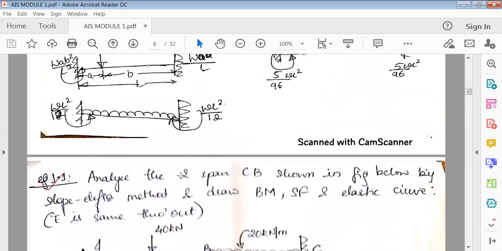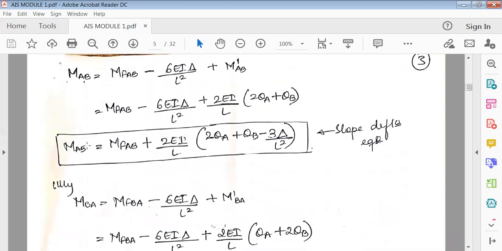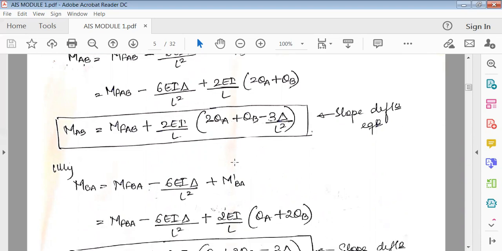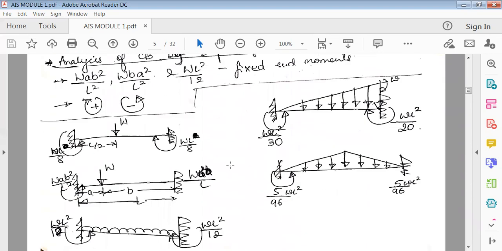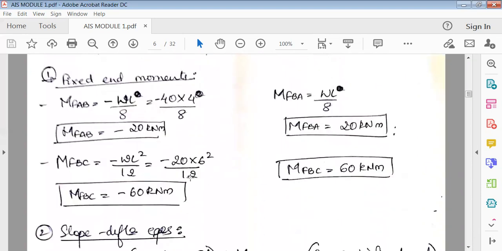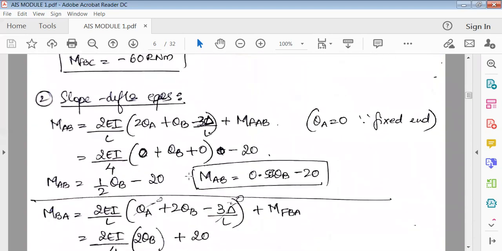This is the same formula which we have written here. You can see here, same formula: MFAB plus 2EI by L, 2 times theta A plus theta B minus 3 delta by L. The same thing we have written here. Next is the substitution.